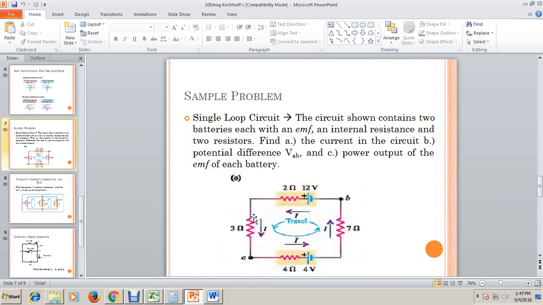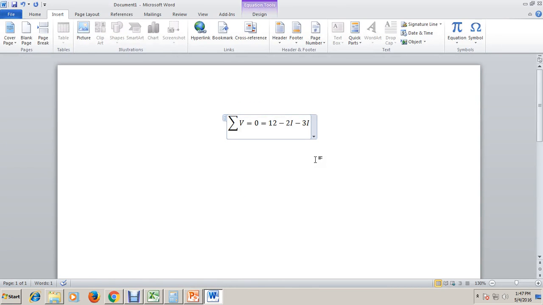Next would be the 4 ohm resistor. So we consider the sign convention for resistors. The direction of travel is still going from left to right, counterclockwise, and the direction of current is also moving towards the right in the same direction. Therefore, the voltage drop for the 4 ohm resistor is also negative. So in our equation, this becomes minus 4 times I.